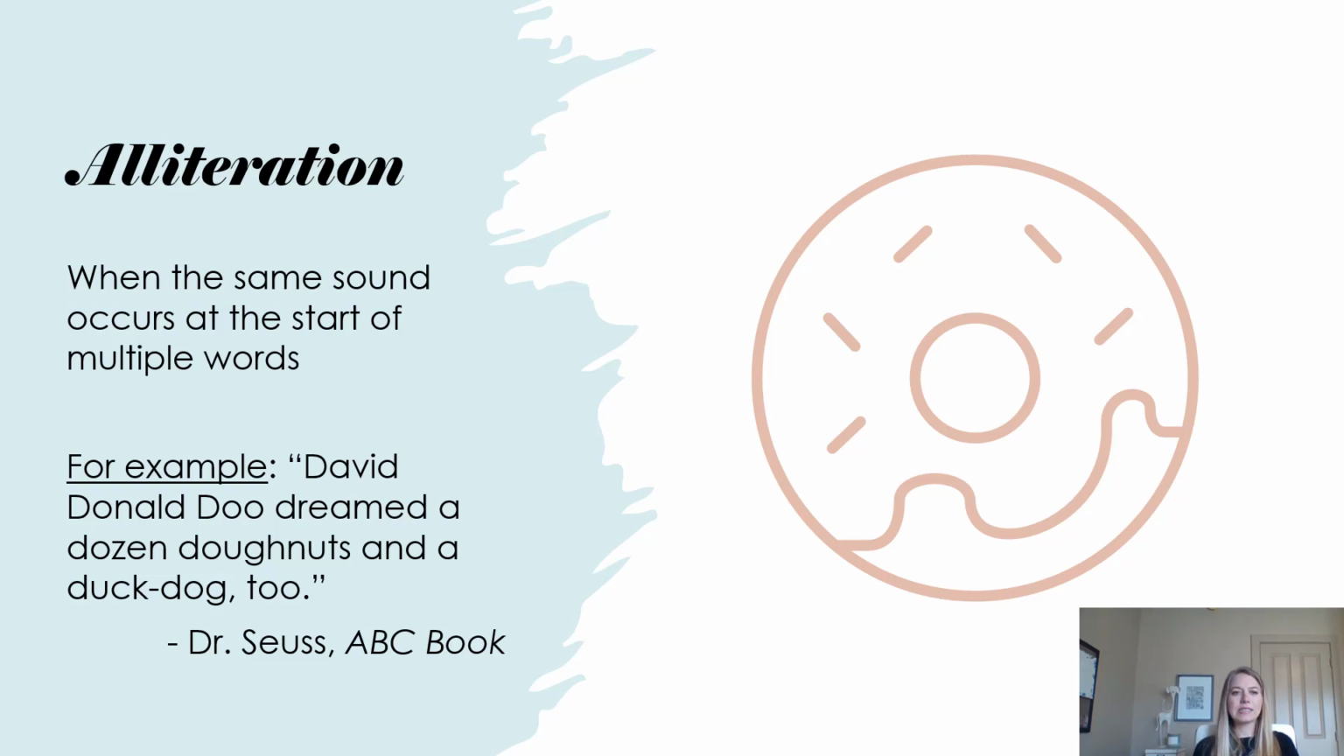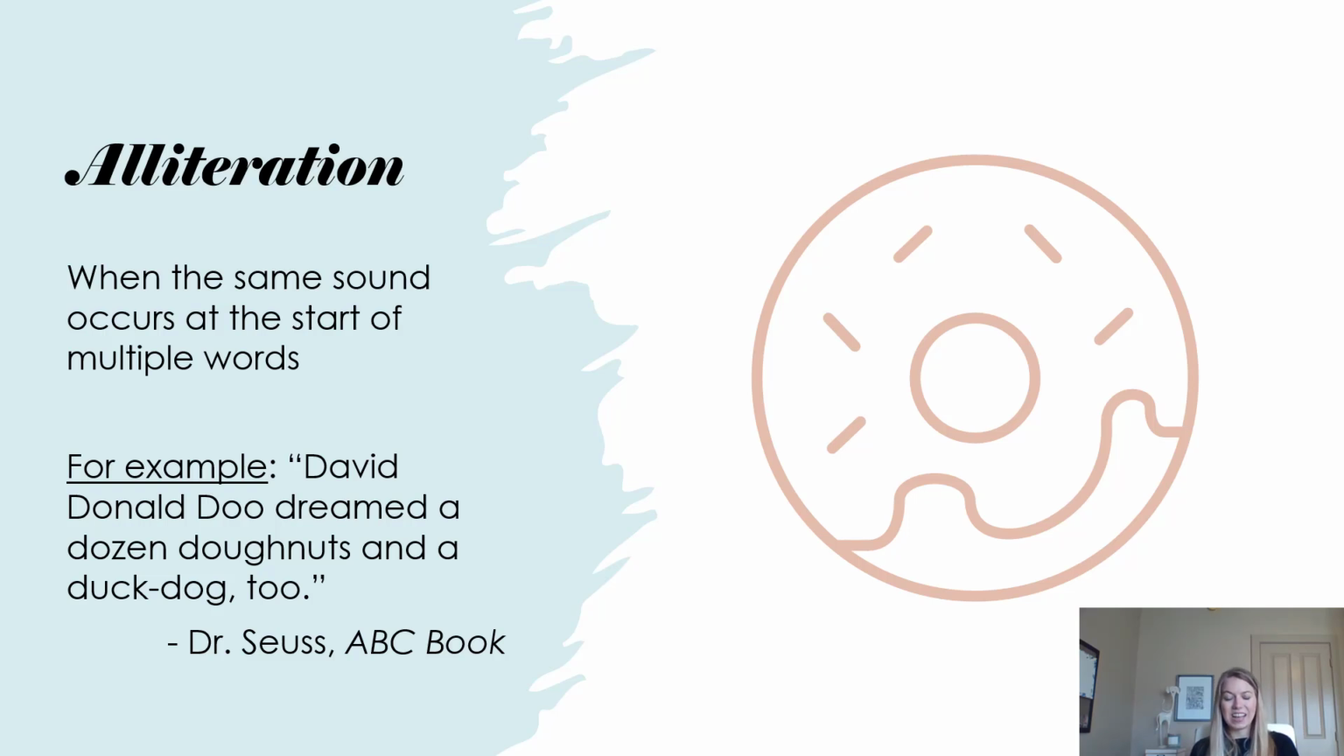Next up is alliteration. All right, number 6, alliteration. Alliteration is when the same sound occurs at the start of multiple words in a phrase or in a sentence. So Dr. Seuss is perfect for alliteration. This is a really extreme example. David Donald Do dreamed a dozen donuts and a duck dog too. So he used that D sound at the start of word after word after word in the sentence.